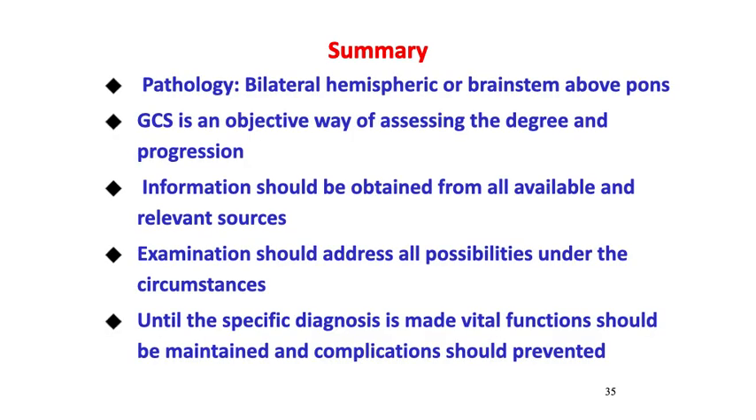So, in summary, unconsciousness is due to bilateral hemispheric lesions or brainstem lesions above the pons. And the Glasgow coma scale should be used to assess the level of consciousness and to document it so that it can be monitored easily. We have to use all the available resources to find out information about the patient to come to a diagnosis.